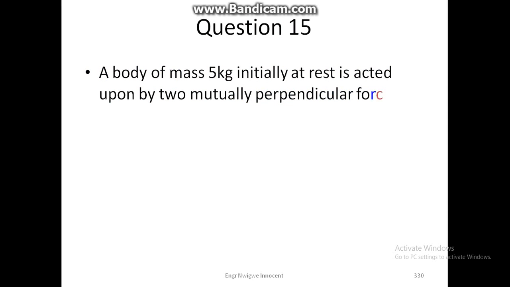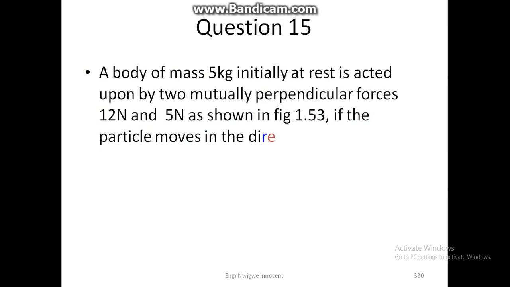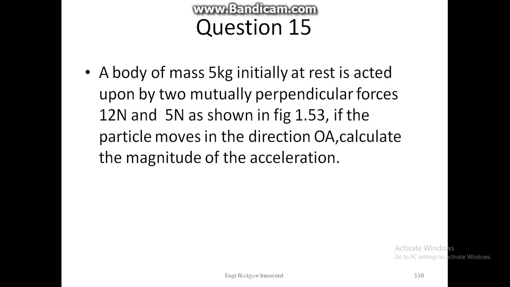Question 15. A body of mass 5 kg initially at rest is acted upon by two mutually perpendicular forces, 12 Newton and 5 Newton, as shown in figure 1.53. If the particle moves in the direction OA, calculate the magnitude of the acceleration.